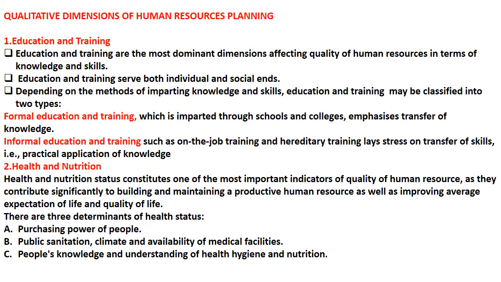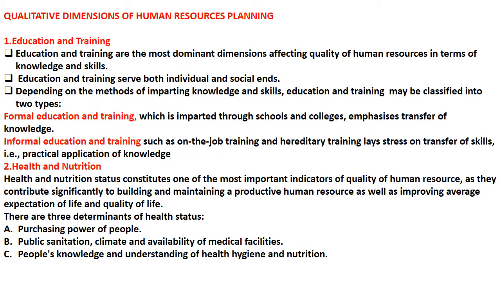Next is the dimensions of human resource planning. So first is education and training. Education and training are the most important dimension that affect the quality of human resource in terms of knowledge as well as skill. So when we are providing individuals with this education and training, it will provide them with employment and a good social life, and that can in turn lead to the growth of an economy and a society as well as a country.